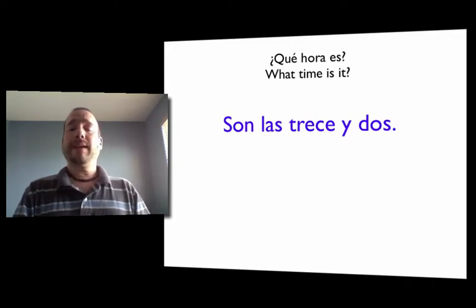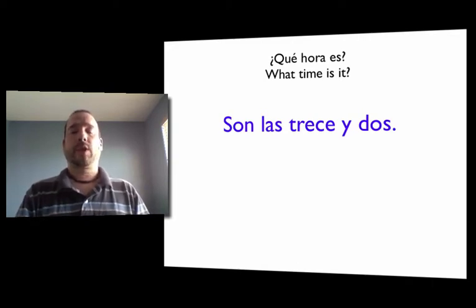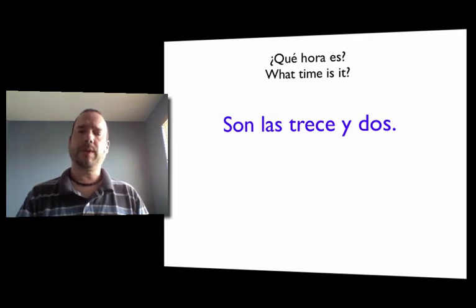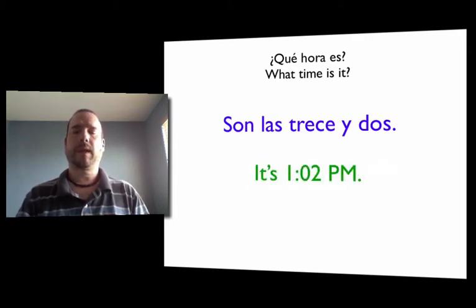Son las 13:02. How'd you do on this one? It's 1:02 p.m. Remember, 13 means 13. That's bigger than 12. We subtract 12 from it to get 1. That's our hour. And dos means 2, so it's 1:02 p.m.